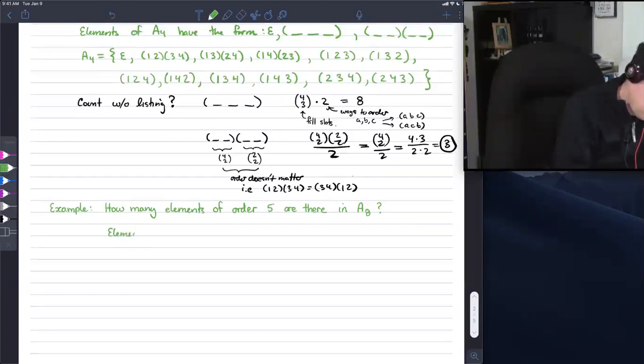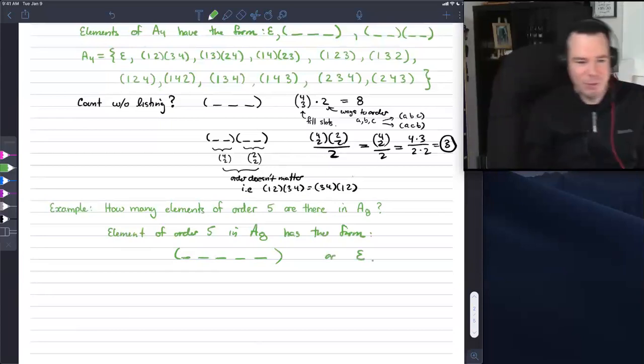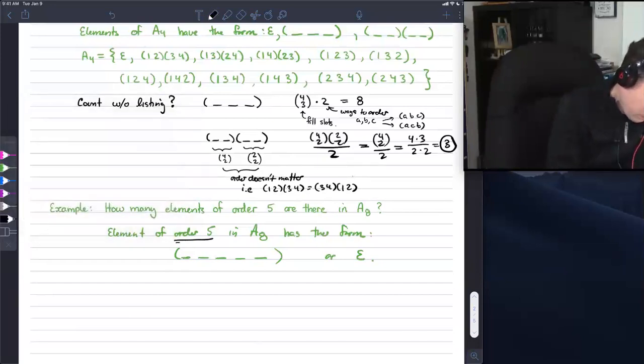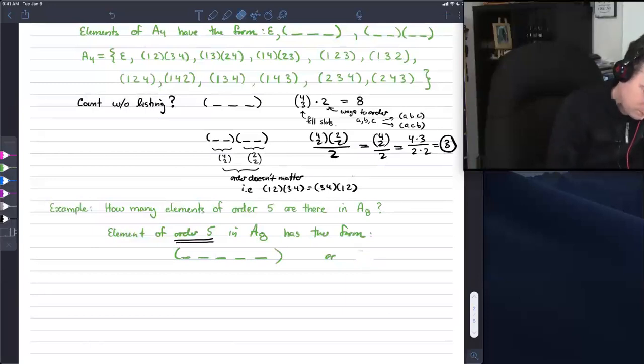So an element of order 5 in A8, of which we only have 8 numbers to use, has the form of a 5 cycle. It's got to be a 5 cycle. Could be a 5 cycle, or the identity. Yeah, thank you. Has the form or the identity. Thanks. We can't miss that one out. But we're interested in order 5. So an element of order 5 has the form of a 5 cycle, but the identity has order 1. So it's not going to be of order 5. So actually we don't need it here, because it's not going to have order 5.